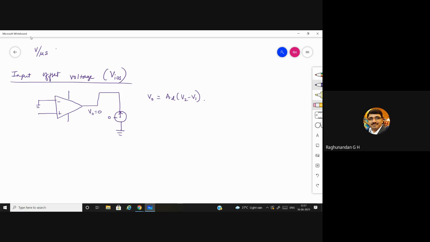To nullify this input offset voltage, they'll come to know which terminal is having that problem, or which terminal of the power supply is having that problem, and during that time, they'll connect the other terminal to a power supply, and they'll first observe what voltage it is displaying. Suppose it is displaying 2 volts. So they'll come to know that this 2 volt is coming from this one.